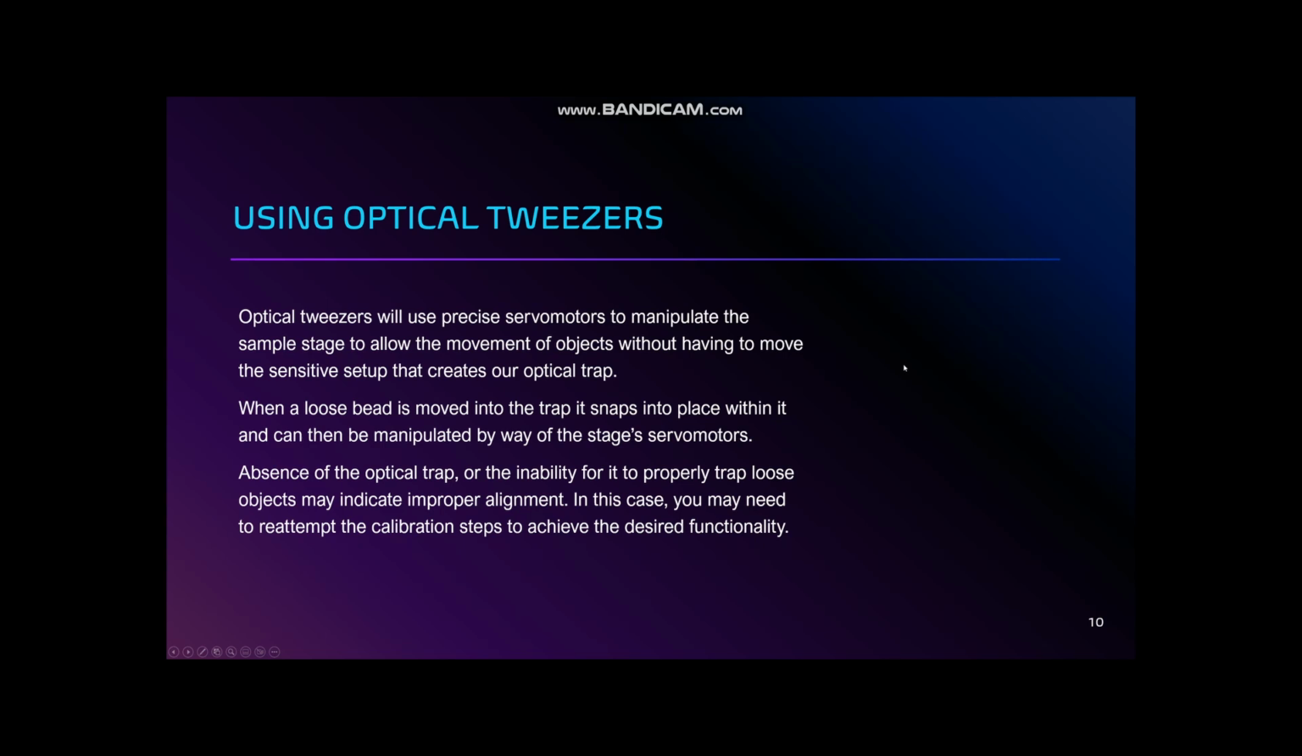At this point, we have an optical trap functioning in our sample plane, which we can manipulate by moving the sample stage with the servo motors that are attached. And now we're able to see, and I'll actually show in a second, the functioning of the optical trap. So we're basically able to just move around and grab loose beads, which will snap into place in the center of our trap, and we can move them around. If you don't see the optical trap, or you can't trap anything, your setup is probably misaligned, which will make you need to realign it, and be very careful about your calibration steps.